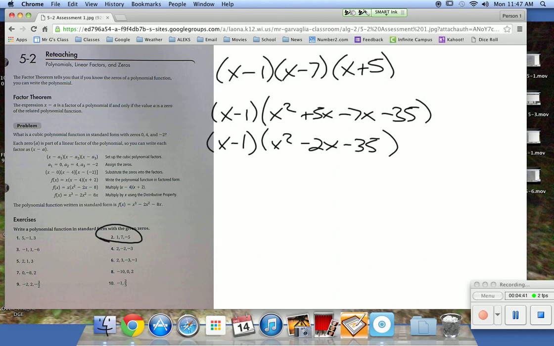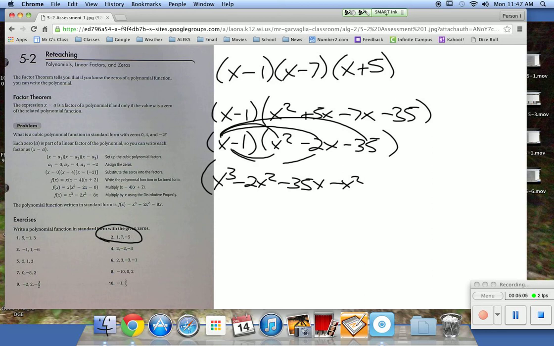All right? Let's multiply my x times x squared is x cubed. X times minus 2x is a minus 2x squared. X times 35 is a minus 35x. Now let's multiply through by the negative 1. Negative 1 times x squared is a minus x squared. Negative 1 times 2x is a plus 2x. Negative 1 times 35 is a plus 35. Now we can combine like terms. A little bit more difficult, right? Just a little bit more.